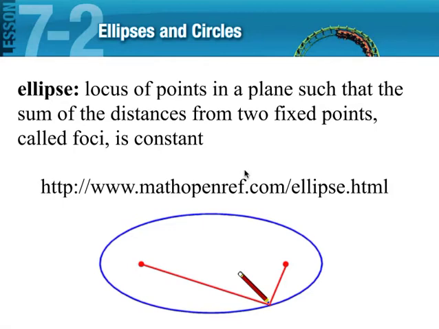The sum of the distances to the foci is constant. We looked at that at this website. If you're watching the video and want to go to the website, great. But this is pretty much how an ellipse is formed. You have 2 points here which are called foci. You have a fixed distance, you just trace it around, and that's an ellipse.